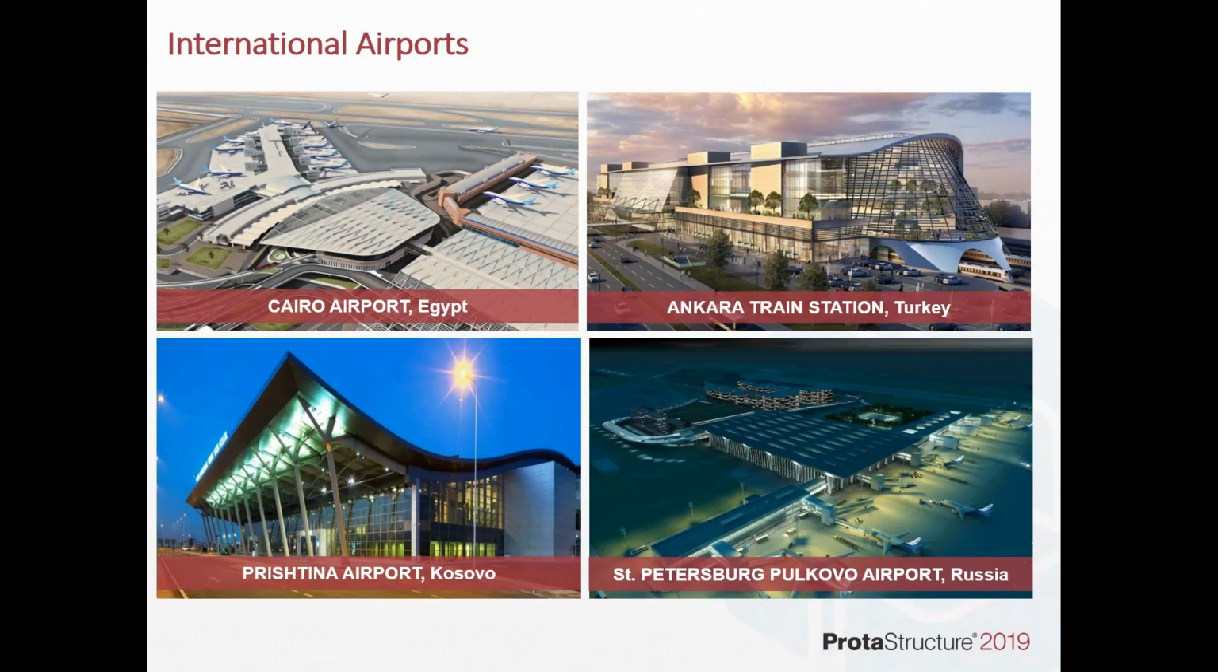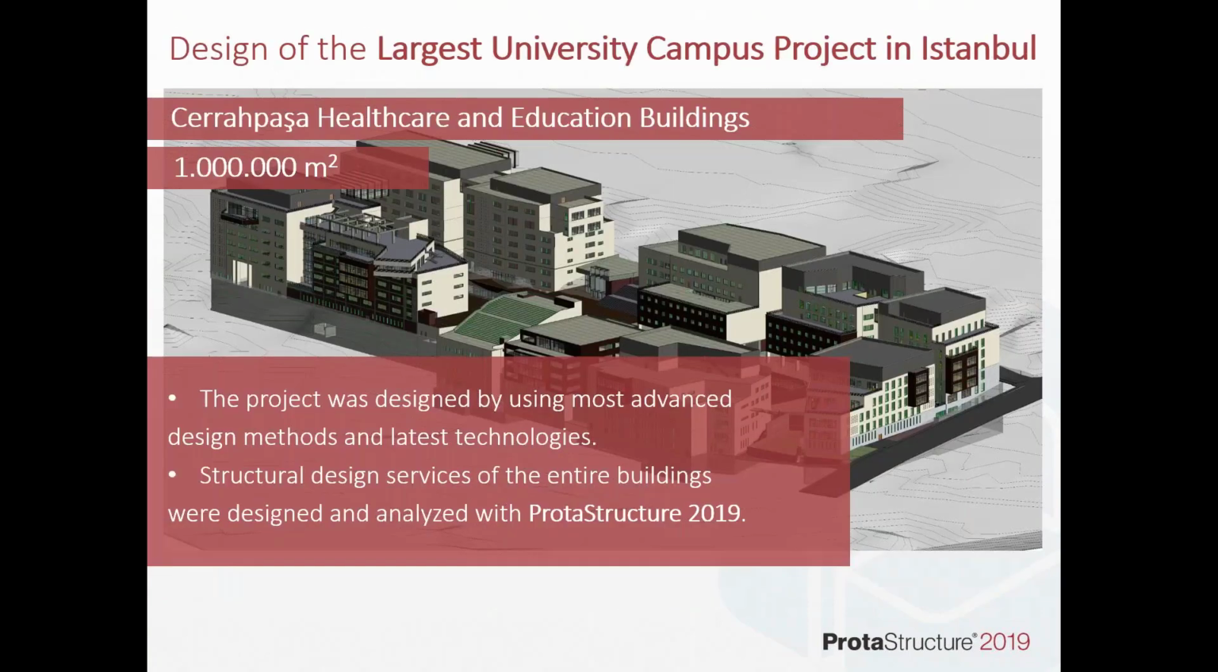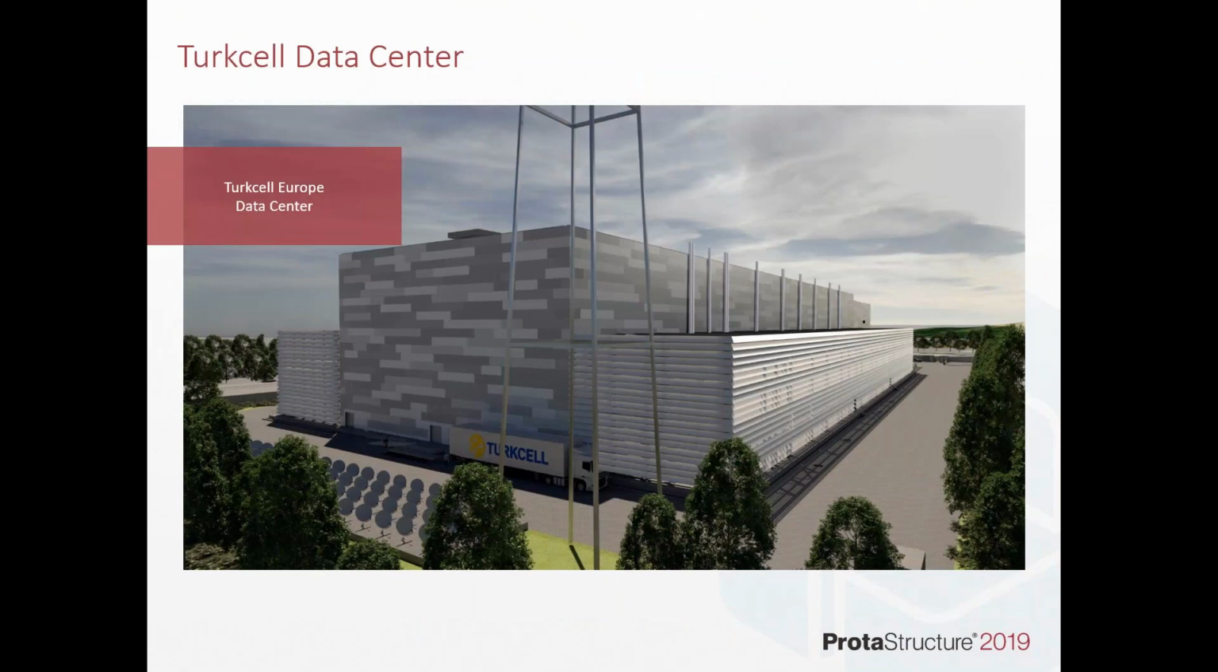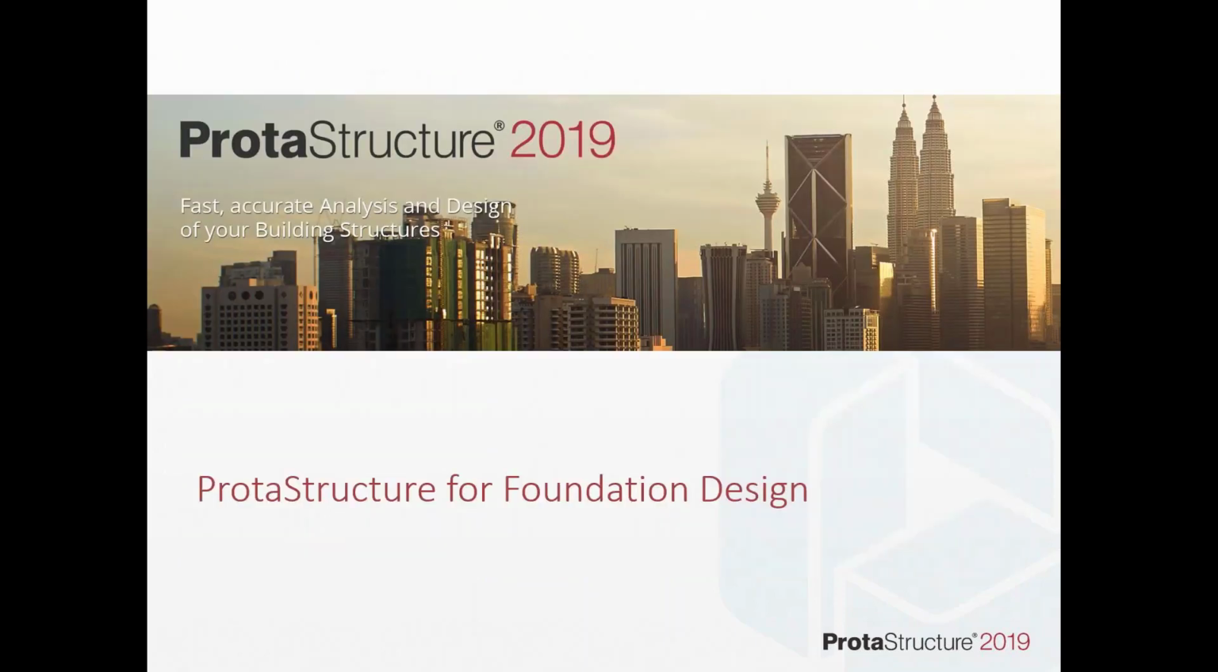These are some airports that have been designed within the technology, very large hospitals, campus buildings that have been used within ProtaStructure. You can see the final product there. This is the biggest university in Turkey. And as well as other interesting structures, things like data centers and so on, as the type of buildings that are being designed is evolving, and you've got sensitive facilities like data centers, we're also introducing technology to help support that. So today, I'm going to take you through foundation design in ProtaStructure 2019.